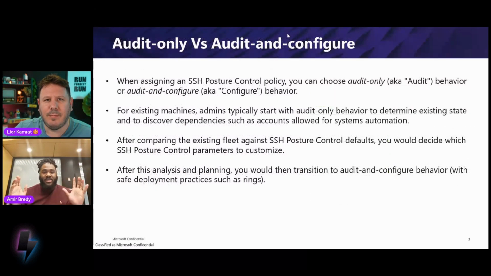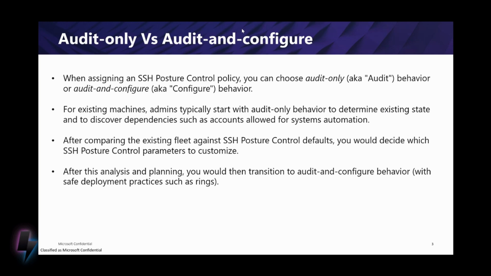Well, of course. I'll get to the next part, which is how SSH posture control works. The way it works with Azure Policy and machine configuration is that there are two policies that you can set. One is audit-only behavior, which allows you to scan your whole fleet of Linux devices to see what's going on with all the SSHD settings on each and every separate machine, and the other is audit and configure behavior, which allows us to not just look at all the machines, but also automatically set the rules for them.